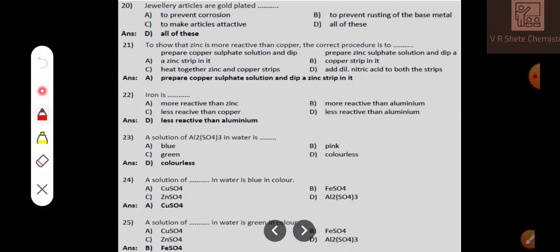A solution of Al2(SO4)3 in water gives a colorless solution. This is very important: copper sulfate shows a blue color in water. A solution of ferrous sulfate in water shows a green color. Ferrous sulfate gives green color, copper sulfate gives blue color, and aluminum sulfate gives colorless.